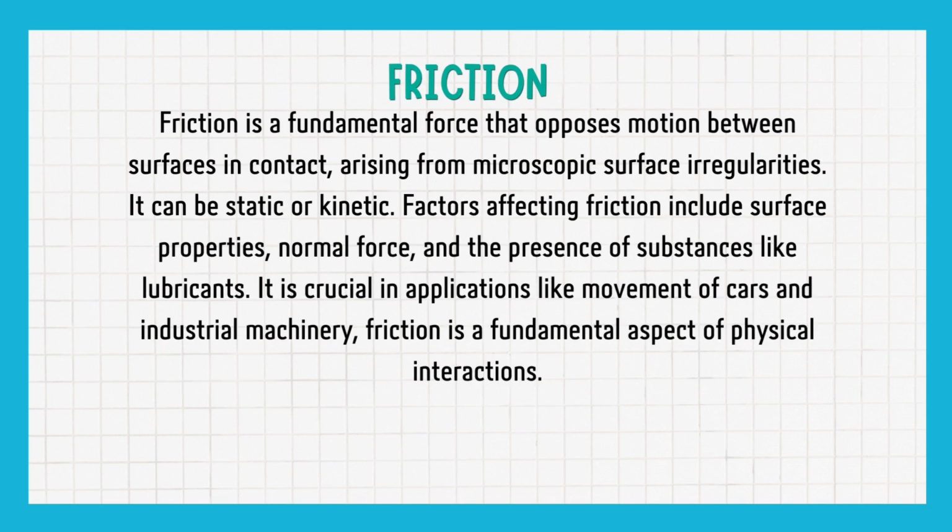Friction. Friction is a fundamental force that opposes motion between two surfaces in contact, arising from microscopic surface irregularities. It can be static or kinetic. Factors affecting friction include surface properties, normal force, and the presence of substances like lubricants. It is crucial in applications like movement of cars and industrial machinery. Friction is a fundamental aspect of physical interactions.